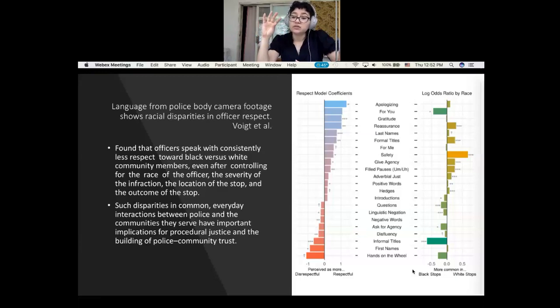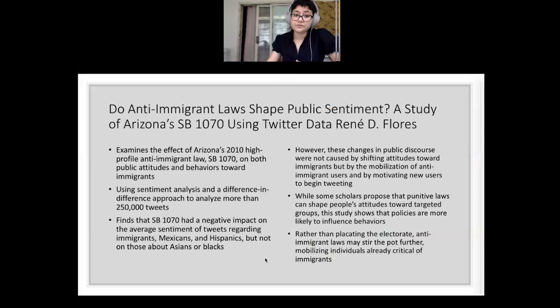So this is an example of using secondary data that was not what it was intended to be used for, like respect towards communities and everyday interactions. But it is a way that we can use that data. And I think it's applied in a very interesting way and is definitely important research.